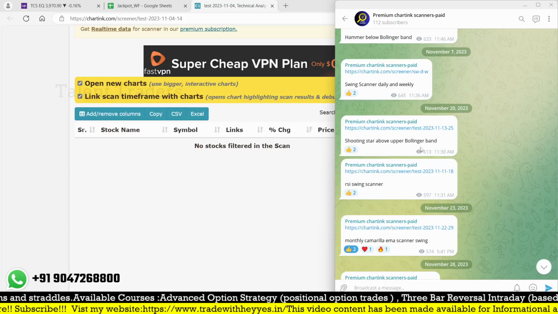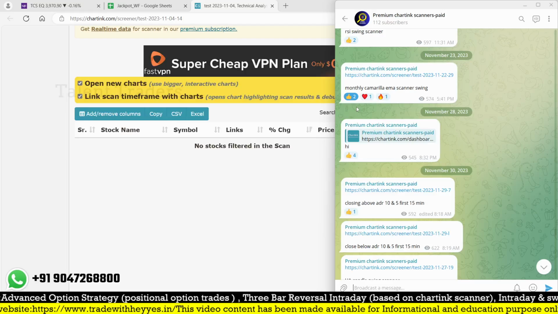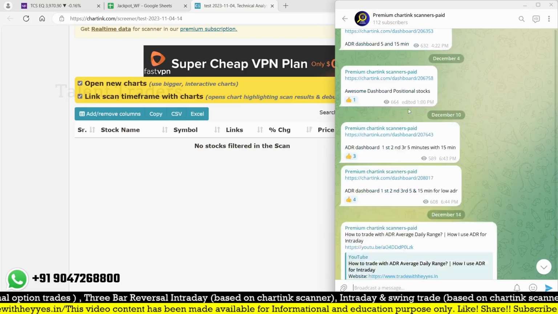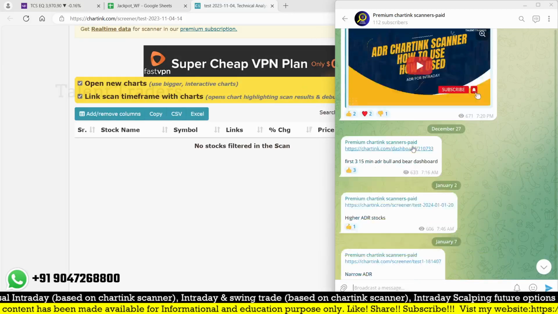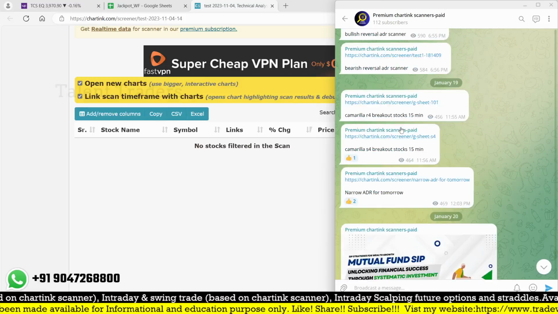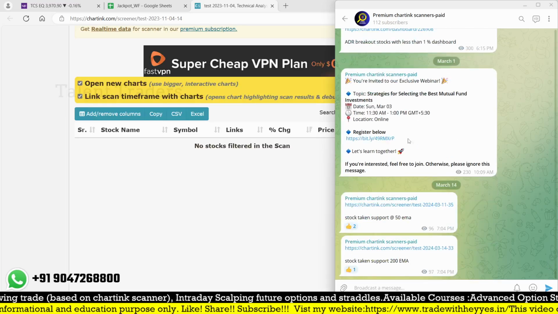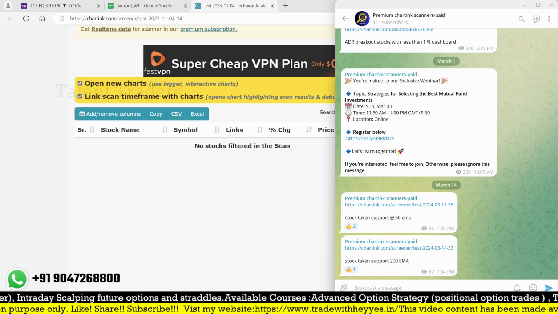Bollinger Band, Shooting Star, and one more swing trading, weekly RSI swing scanner, and monthly Camarilla, and something like that, HA candle, and finally our ADR scanner. ADR works better on our intraday breakout, and recently we have taken moving average supports, and ADR breakout scanner less than 1%. So these are all the scanners available in our premium group.